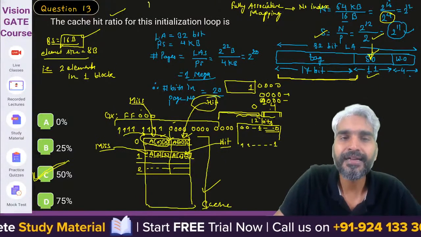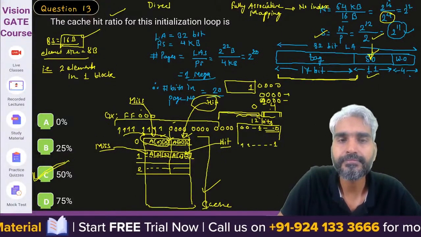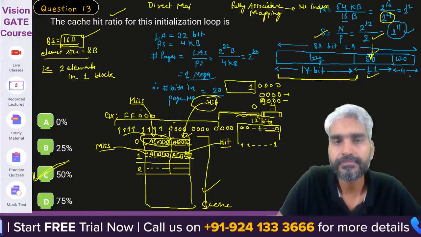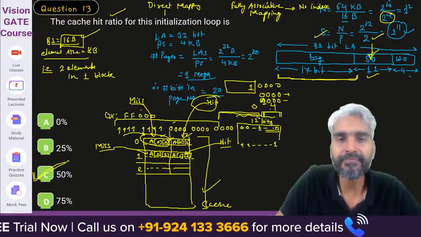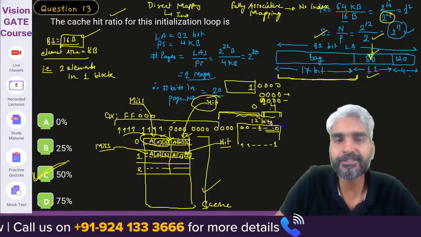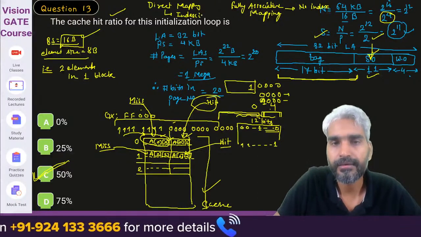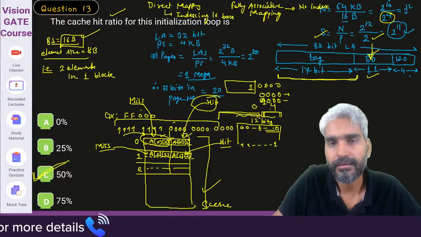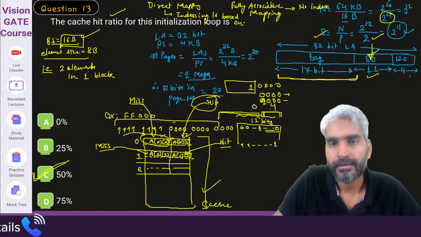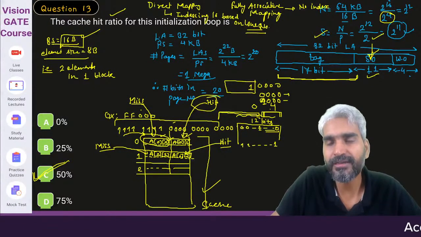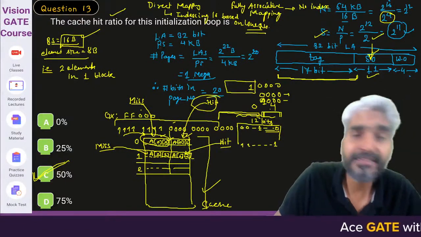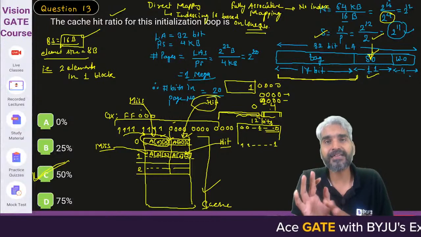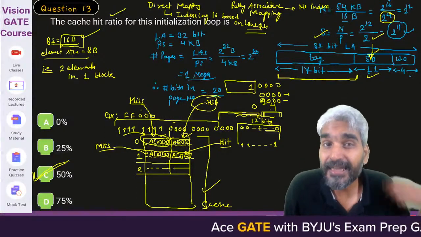No index. In direct mapping, indexing will be based on line number. There is an extra information. Indexing is based on line number. In set associative mapping, the indexing will be based on set number, that is set offset.